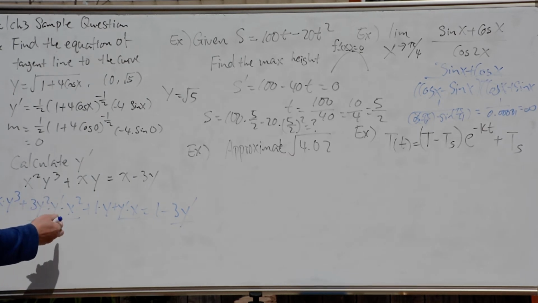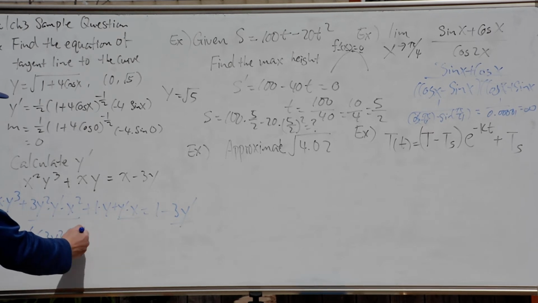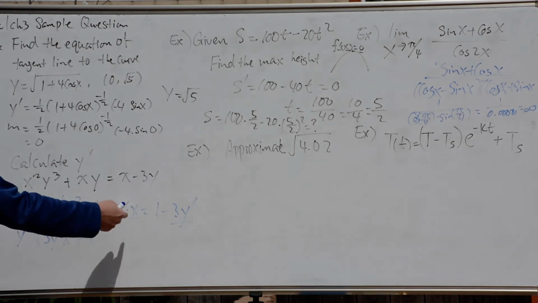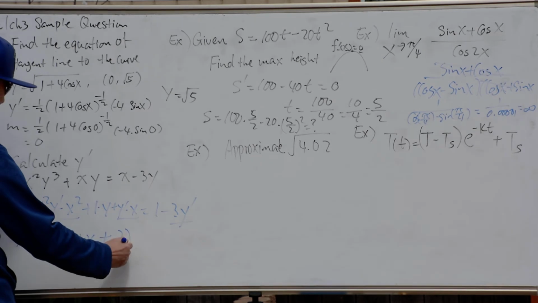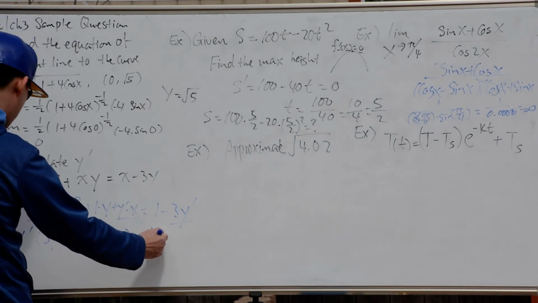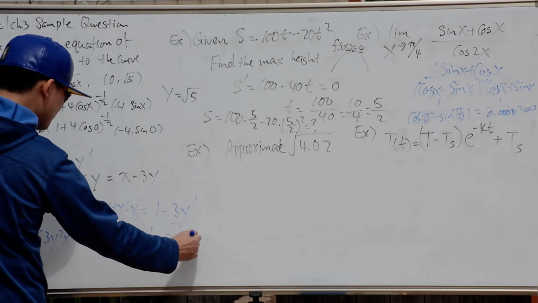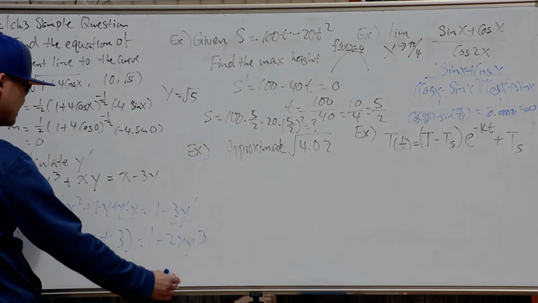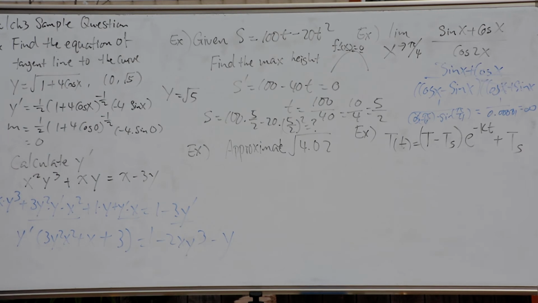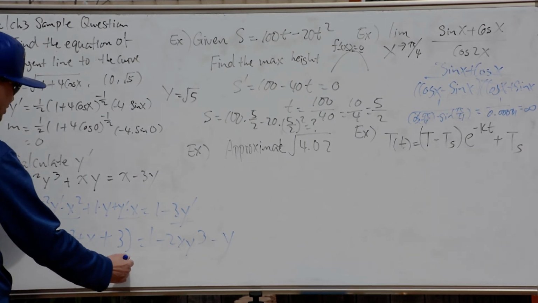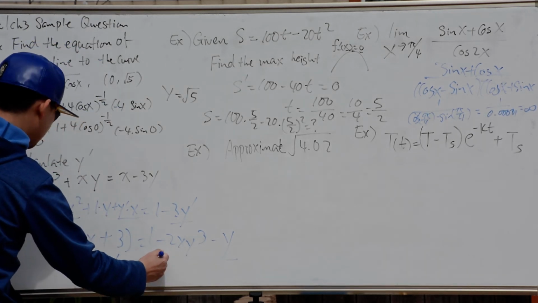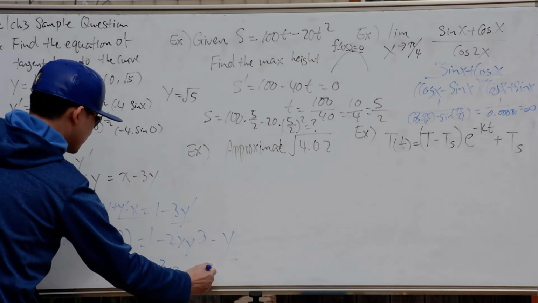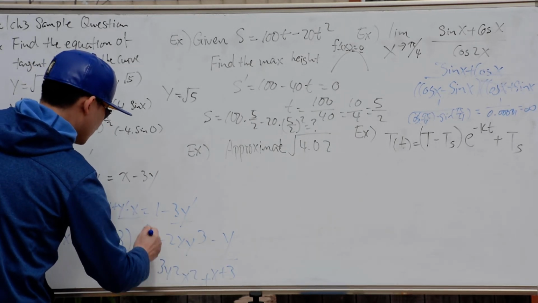So we take out the greatest common factor, y prime. We got 3y squared x squared, this one here we got x, and taking this one from the right hand side to the left hand side, we have plus 3. And then on the right hand side, we have 1 minus 2xy cubed, then minus y. And then solve for y prime: whatever we have on this side, divided by 3y squared x squared plus x plus 3. And that would give you y prime.